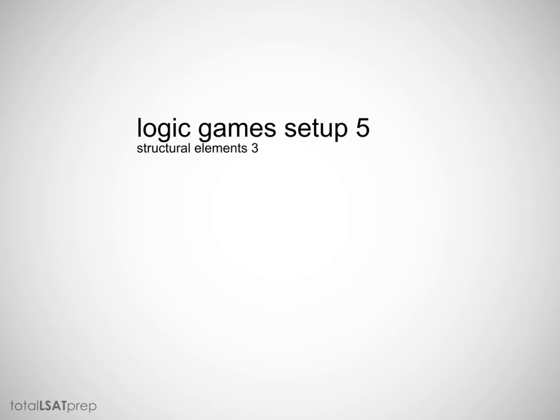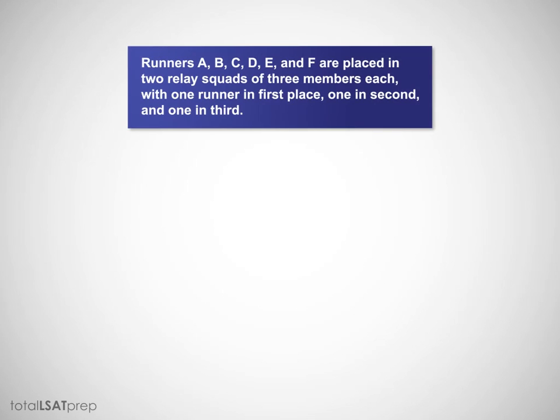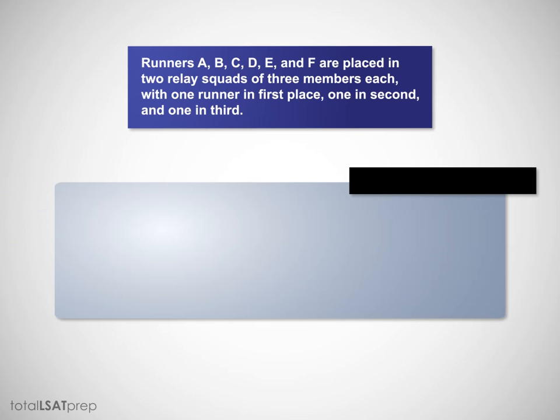Okay, in this movie we're going to continue our examination of the structural elements. So let's take a look at the game, and it says that runners A, B, C, D, E, and F are placed in two relay squads of 3 members each, with one runner in first place, one in second, and one in third. Okay, so we're given 2 relay squads, and we're also told they're going to be in first place, second, and third place.